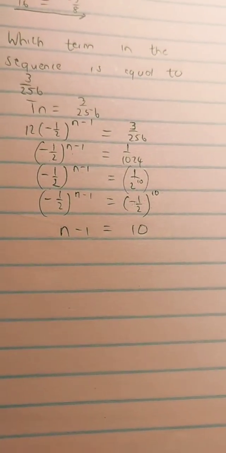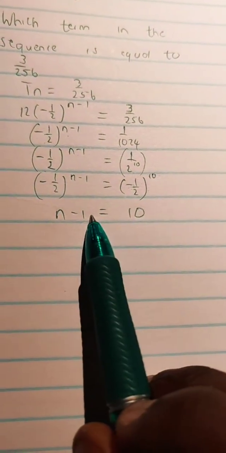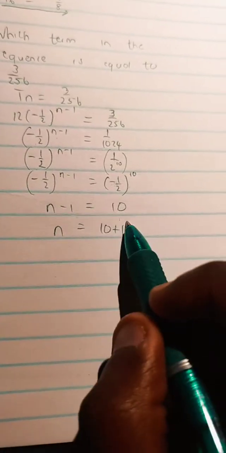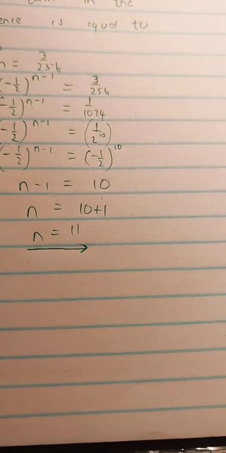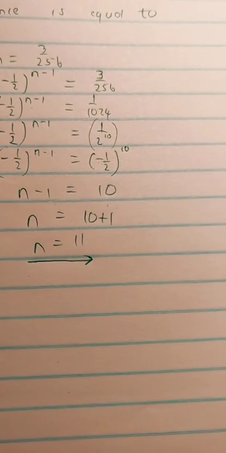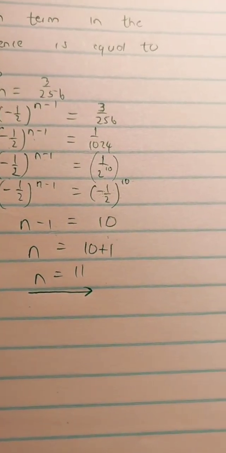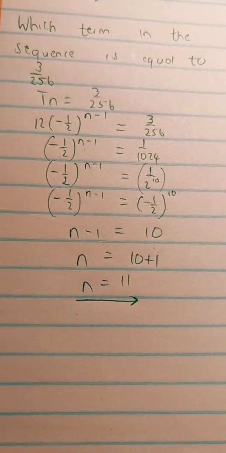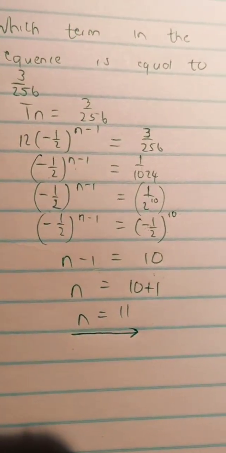Bases are the same. You can drop the base and equate the exponents. So I have n minus 1 is equal to 10. Then I can solve for n. Take the negative 1 over to the other side, 10 plus 1. So n is equal to 11. Okay, so I hope you understand this very well.